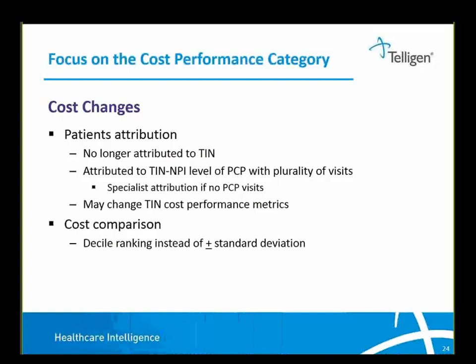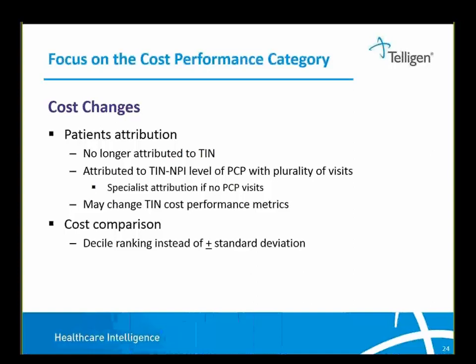Then this goes to the specialist with the highest volume. So maybe that patient has some pretty significant chronic conditions, and he or she, that Medicare beneficiary, sees a specialist, and that specialist not only takes care of those chronic conditions, but pretty much all of their basic care, and they don't ever go to a primary care provider, then that specialist is going to get that patient attributed to them.